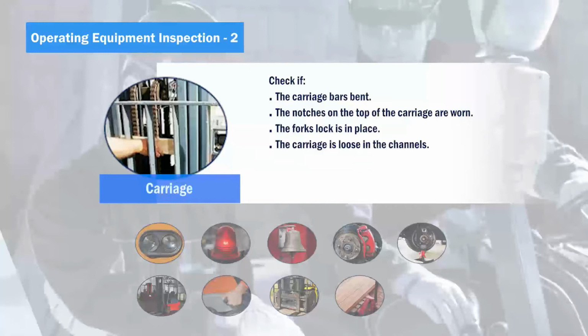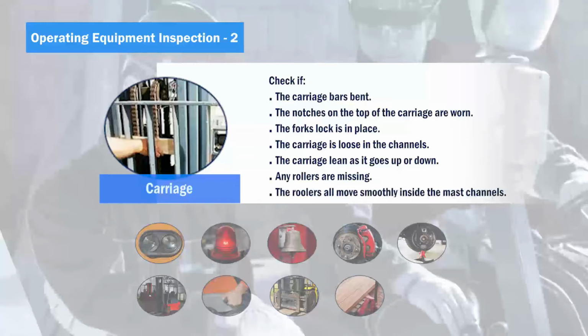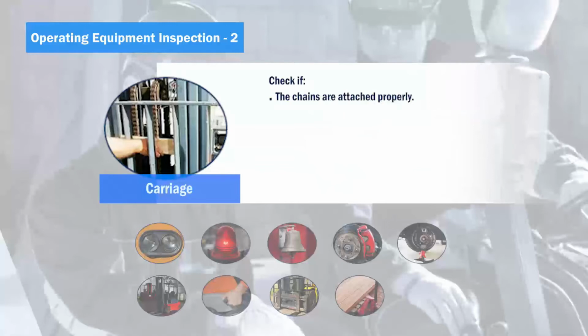Check if the carriage is loose in the channels. Check if the carriage leans as it goes up or down. Check if any rollers are missing. Check if the rollers all move smoothly inside the mast channels. Check if the chains are attached properly. Check if the chains are lubricated.